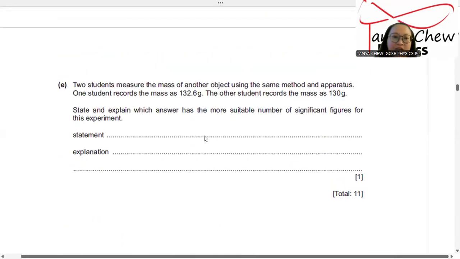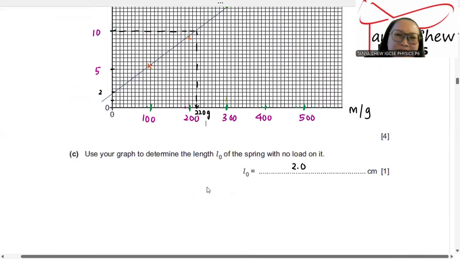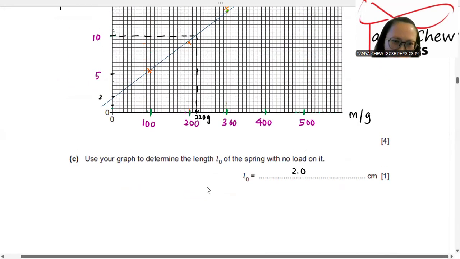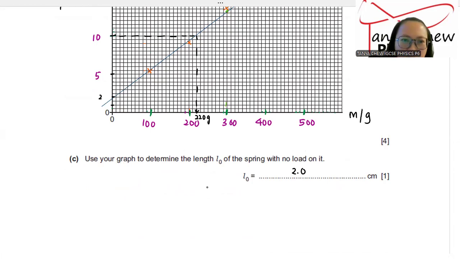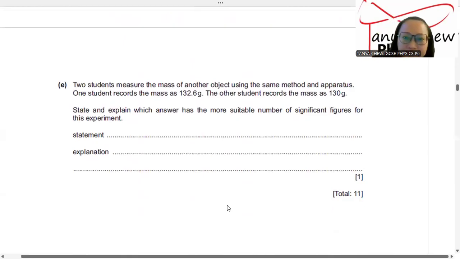The next one, E. The students measure the mass of another object using the same method and apparatus. One student records the mass as 132.6 gram. The other student records the mass as 130 gram. State and explain which answer has the more suitable number of significant figures for this experiment. I would say look at the scale on my graph. Each and every scale, the smallest scale is 10 gram. So the best to record is 130 gram.